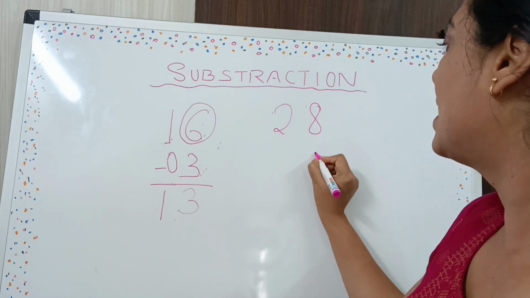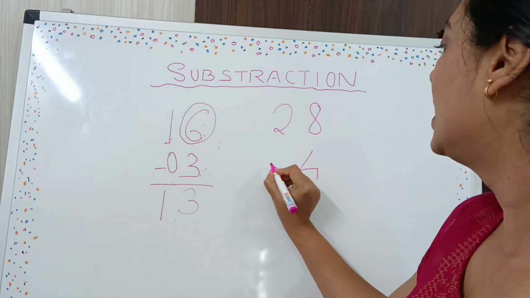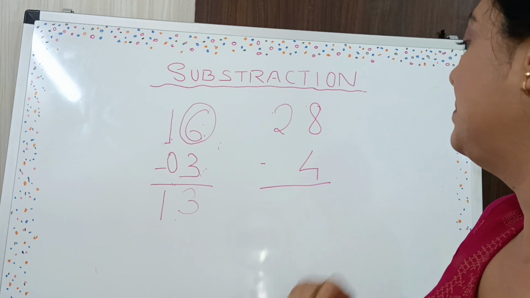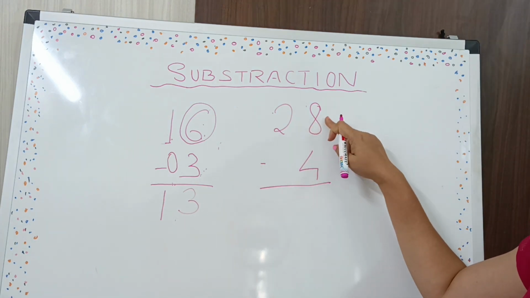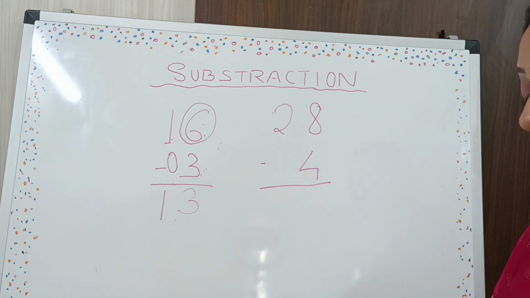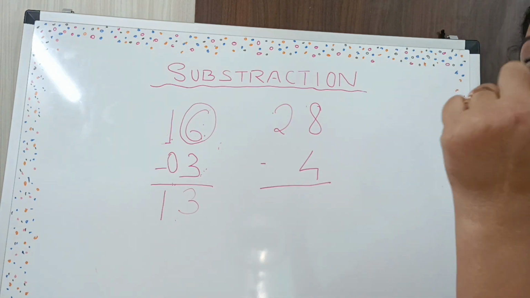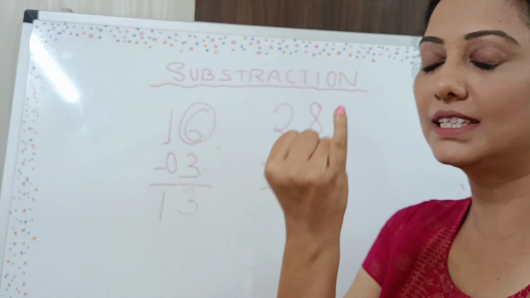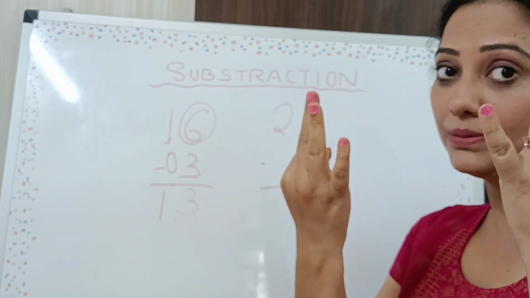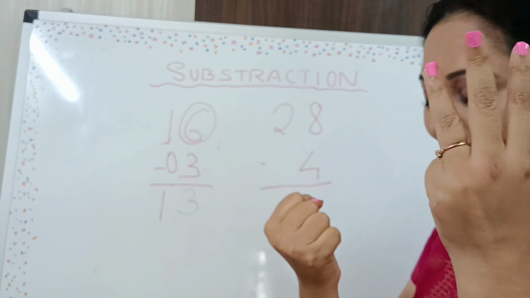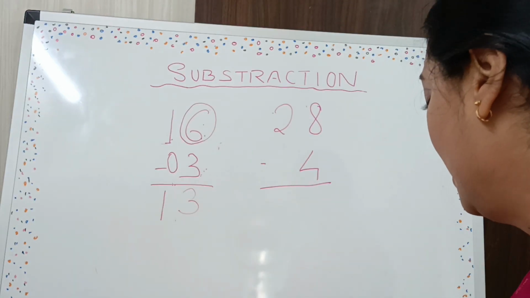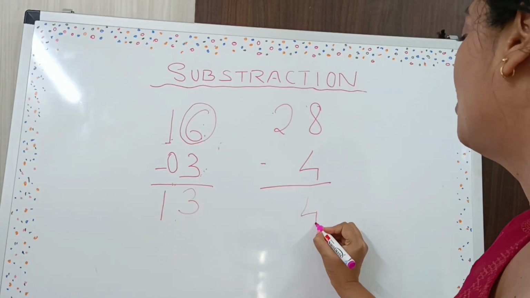Okay. Now we take another example, 28 minus 4. Now tell me that. We have the number 28 minus 4. So we have to subtract 8 minus 4. Take out 8 fingers. 1, 2, 3, 4, 5, 6, 7, 8. Now we have to subtract 4. 1, 2, 3, 4. How many left? 4. So we will write down 4.